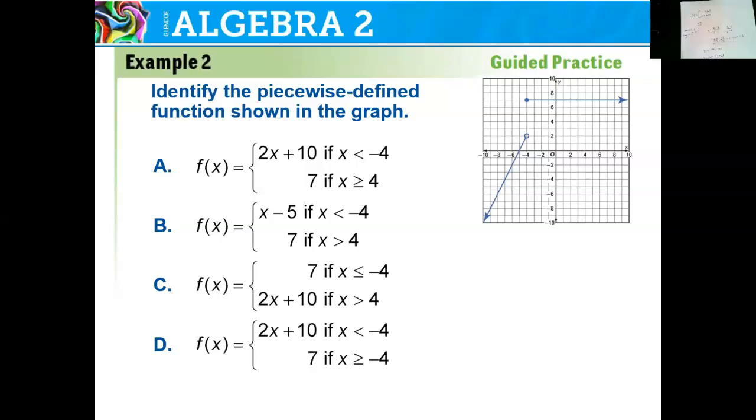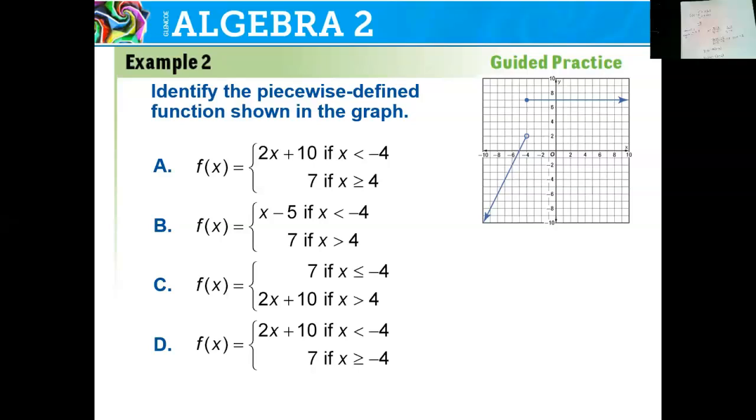Okay, so identify the piecewise defined function shown in the graph. We have a multiple choice question here. The easiest thing to do is to use the closed dots and open dots to help filter out some answers. So looking at the top one, 7 if x is greater than or equal to 4. Here they have a -4 and a 4 on answer choice A. Looks like both endpoints are at -4, so that one can't be it.